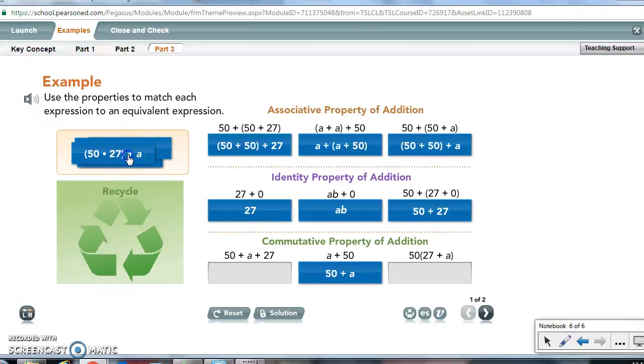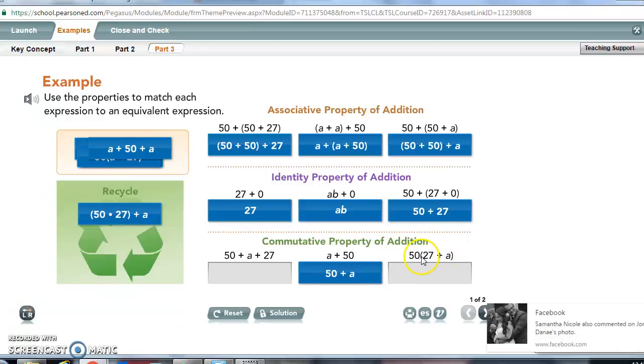Actually, that one is a recycler, and here's why. This needs the same parentheses. With the commutative property, the only thing you can flip around would be the inside of these parentheses. So A and 27 could be flipped around. Here's another recycler. 50 times A plus 27, there it is.